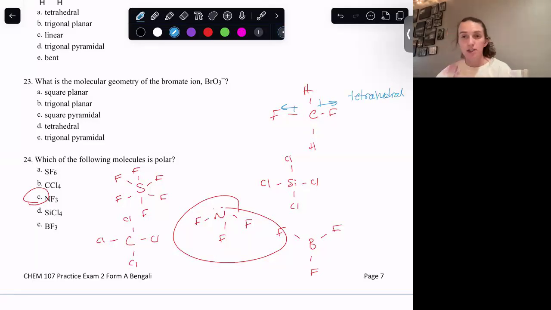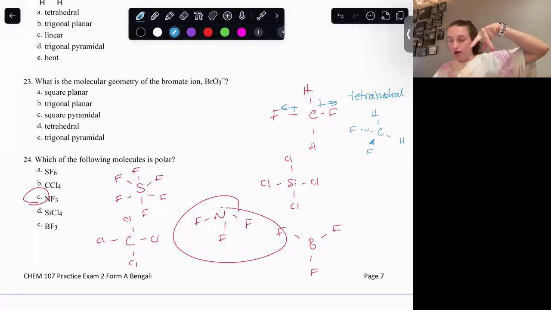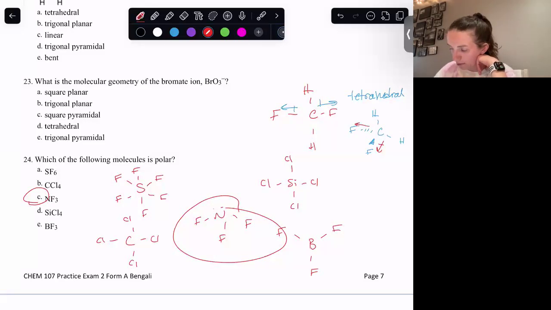So if something is tetrahedral, we have now a 3-dimensional shape that we're working with. So it's not actually planar and on the plane. It's actually something that looks like this, where you have the fluorine coming out of the page or the fluorine going into the page. So think of your tripod. 2 of the feet are fluorine, 1 of the feet is a hydrogen. So now our dipoles are going to point out towards our fluorines.